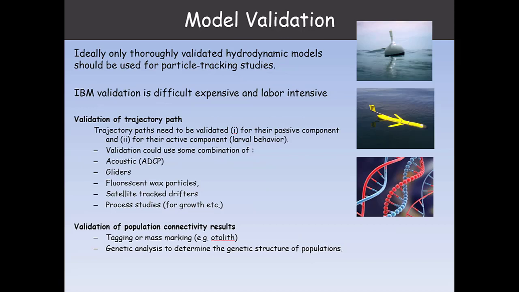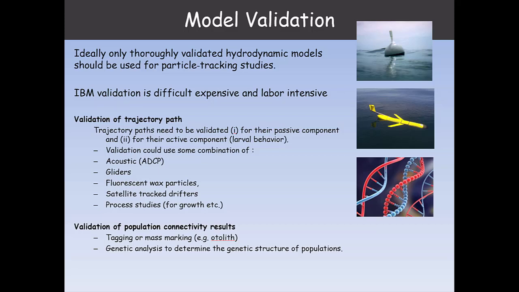So given all these real-world applications for our individual-based models, it's important to understand the degree of trust that we have in the models' output. Ideally, only a very thoroughly validated hydrodynamic model would be used as the basis for your particle tracking model. Validating a physical or a lower trophic level model is relatively doable given the availability of shipboard sampling and satellite data that is currently available. However, validating an individual-based model is a lot more complicated.